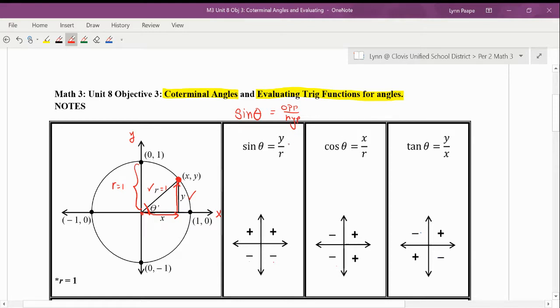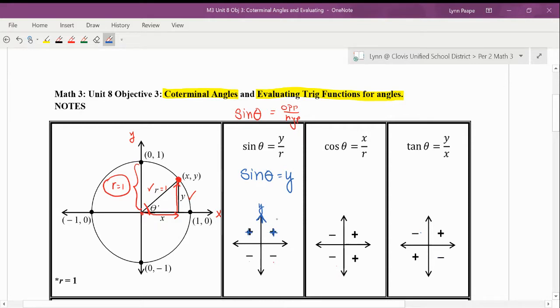One cool thing about this is because the radius is always equal to 1, which is going to be quite a bit, we can also say that sine theta is equal to the y value. So sine theta would be equal to y. If sine is the y value, that means whenever I go up on the y-axis, I would be in a section where sine would be positive. I need to know that.